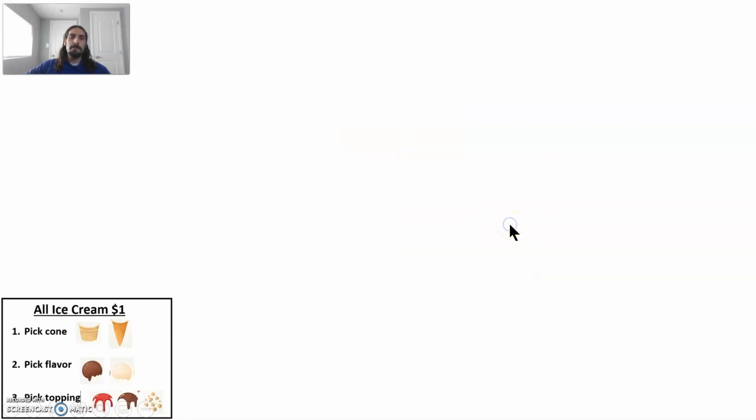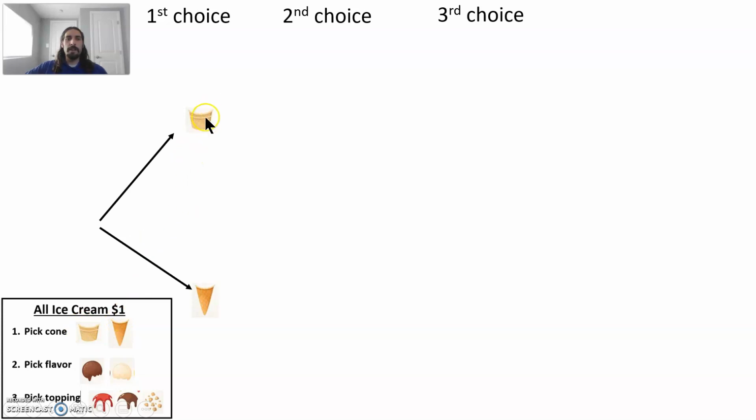And so when we go to make this tree diagram, what we need to remember is you start off by thinking about what choices you need to make. In this case, we've got a first choice, a second choice, and a third choice, as seen by our menu. You may have some situations where you have only two choices. You may have some situations that have more than three choices. But in this particular case, we have three choices. Our first choice, we must pick our cone. And so our first choice is whether or not we take the cup type cone or the more traditional sugar cone. That's our first choice.